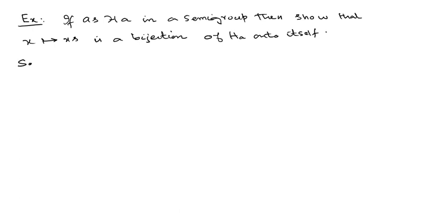solution इस exercise का. AS H related to A, it's a cursive H. AS H related to A, okay, in a semigroup S. Then show that the mapping X which maps X onto XS, it's a mapping on S, right translation, is a bijection. If we restrict this map to HA, it's a bijection of HA onto itself.